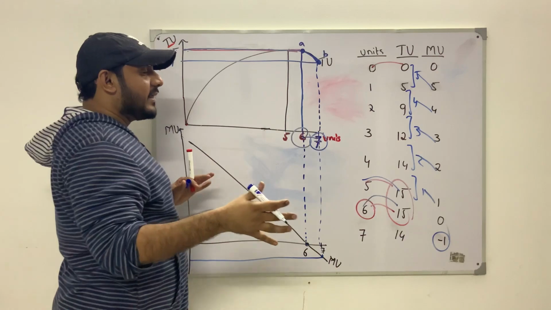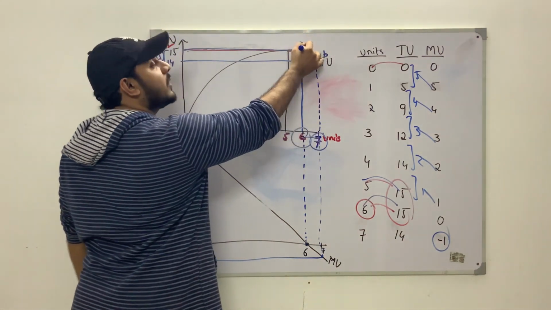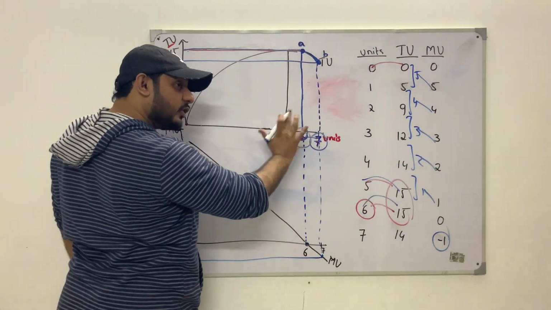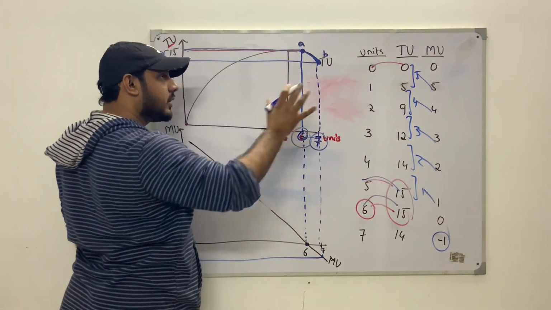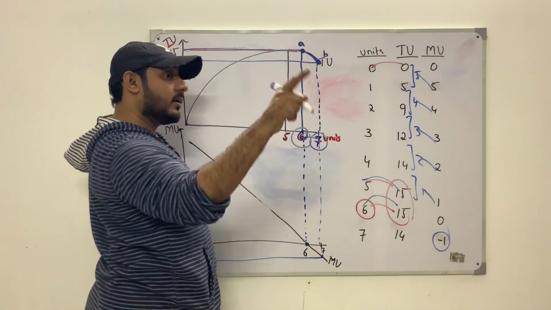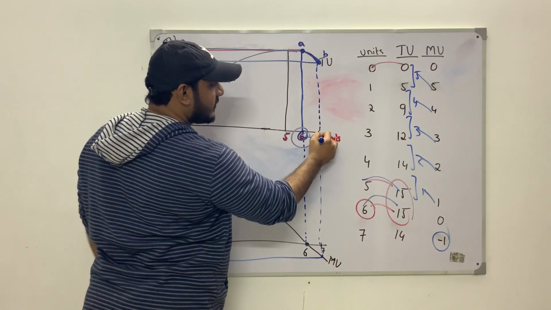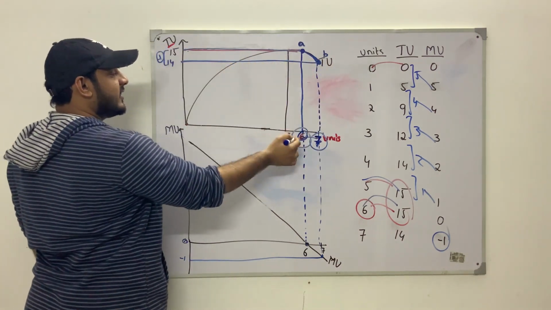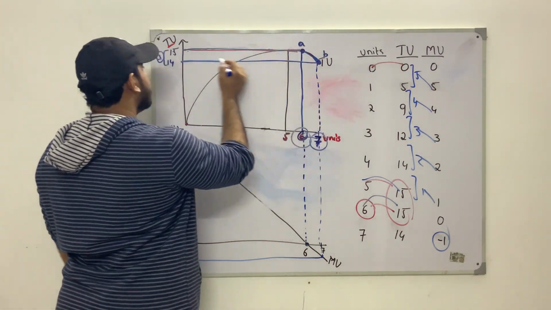Okay, hold on. Let me put it this way. Point A is telling us the total utility from the consumption of 6 units in total, and point B is telling us the total utility from the consumption of 7 units, and that is how much? That is, guys, 14. So for 6 units the total utility is 15, for 7 units the total utility is 14.